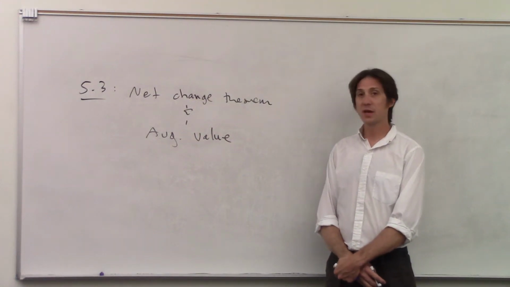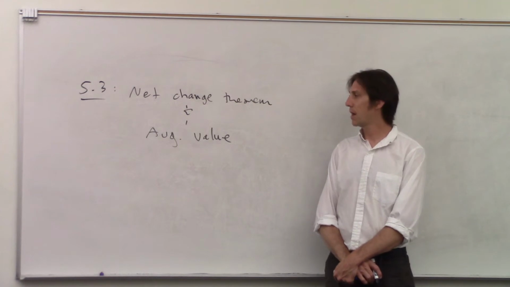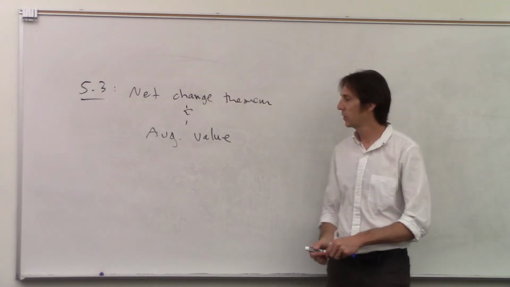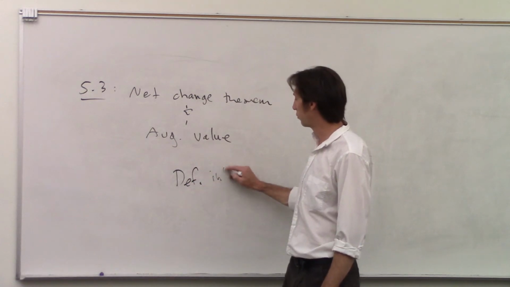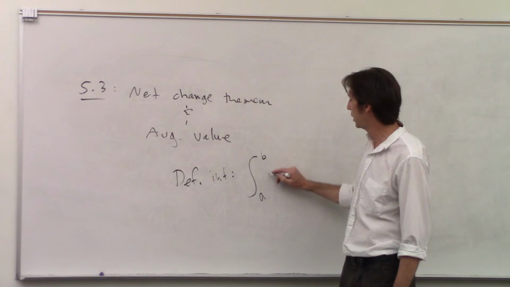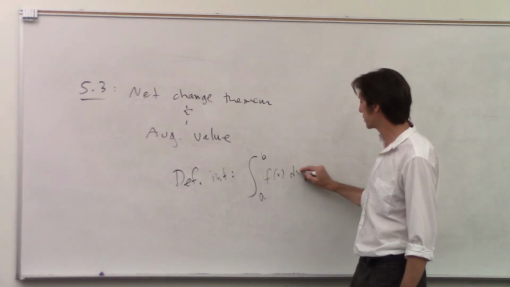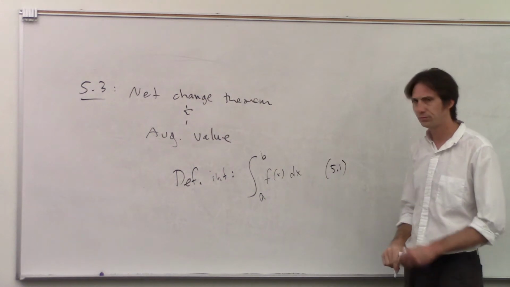Today's topic is section 5.3. It's called the net change theorem and average value. At this point, we've seen definite integrals. The notation is the integral from a to b of f of x dx. Okay, these were introduced in section 5.1.